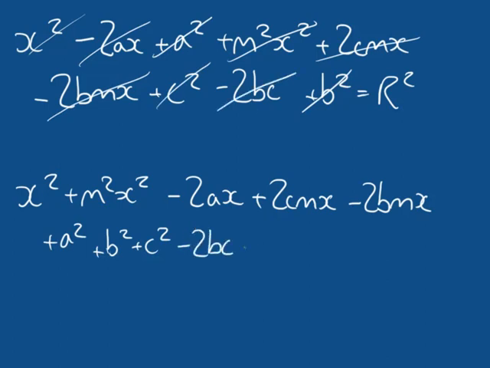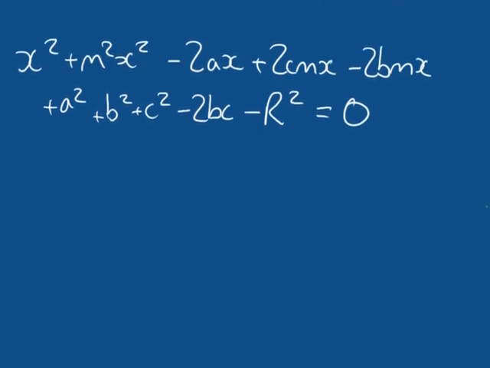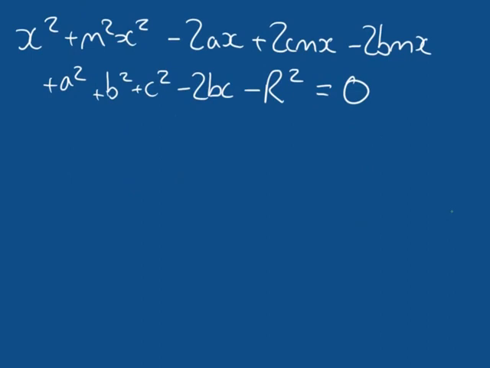And of course, I want to subtract r squared from both sides so that it is equal to 0. So now that we have this, I can factorize in terms of x. And hopefully this is now going to make it very clear where I'm going with this.